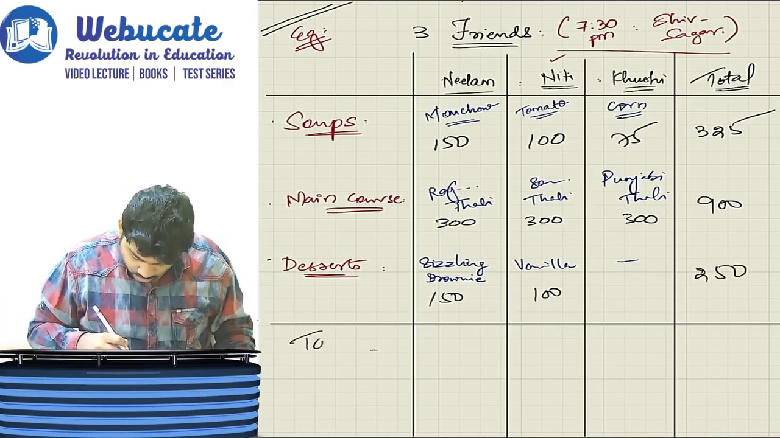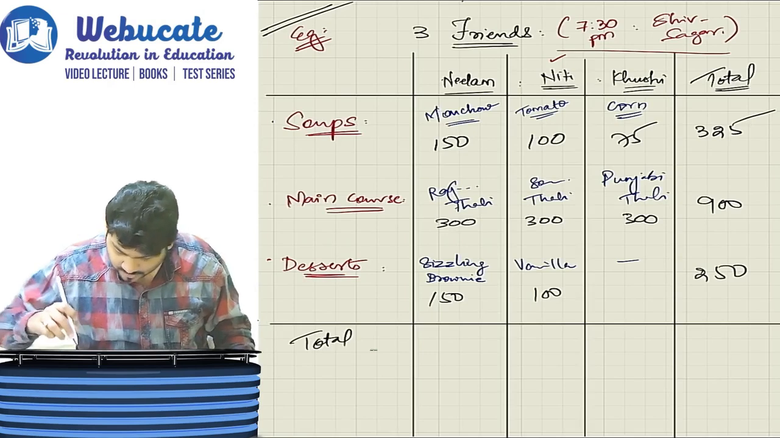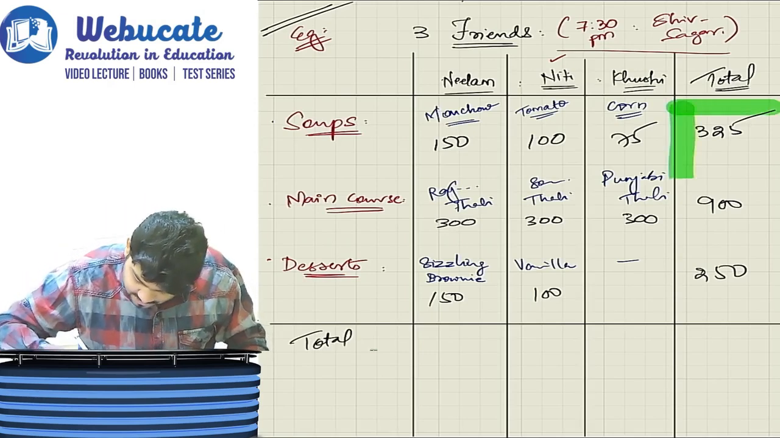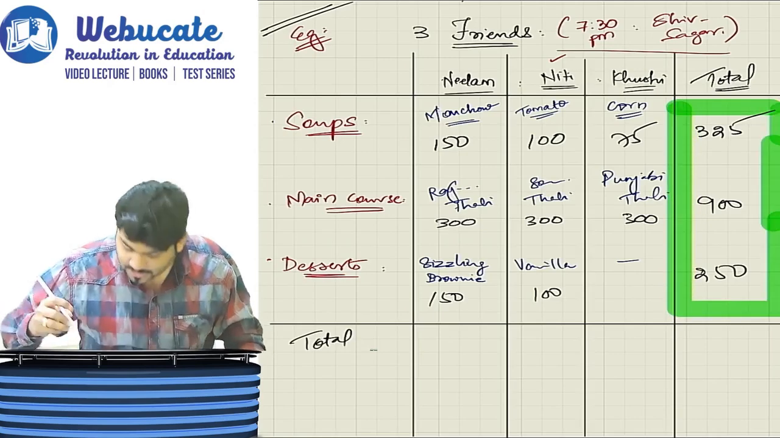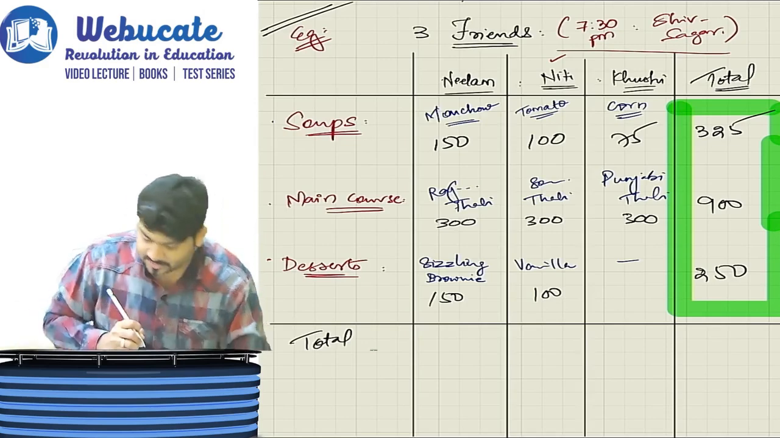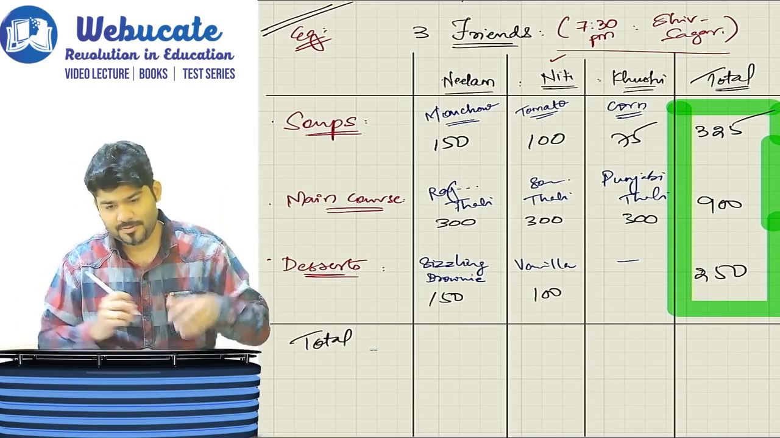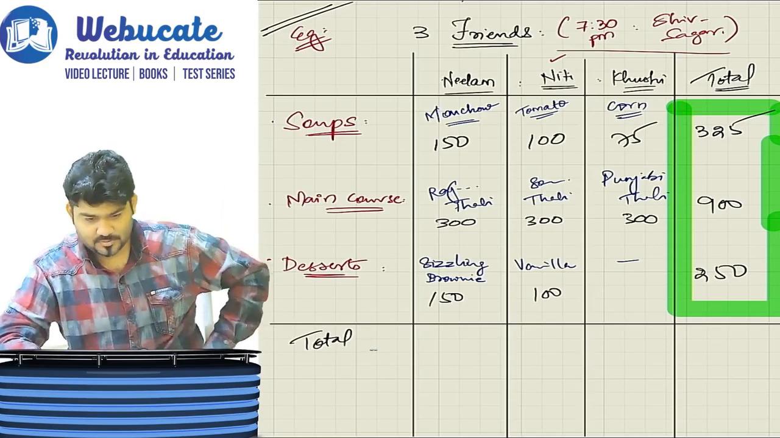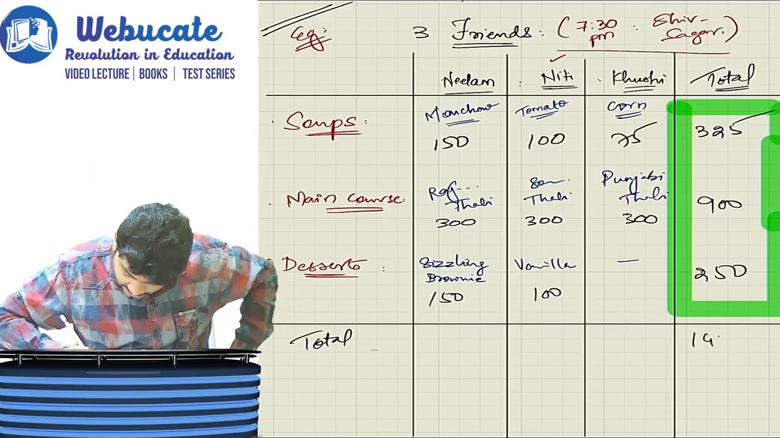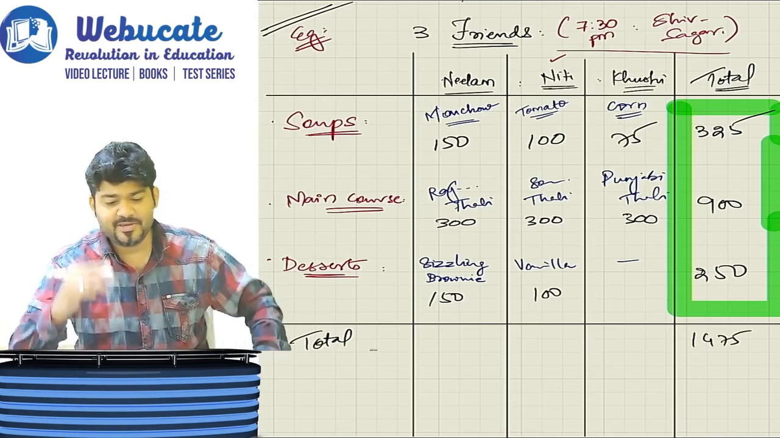Tell me, what does the total work out to? I am the waiter, so tell me, what does the total work out to? 900 plus 325 plus 250. 1475.